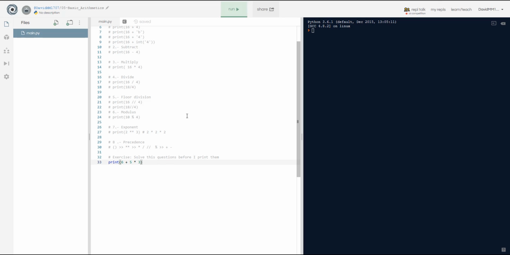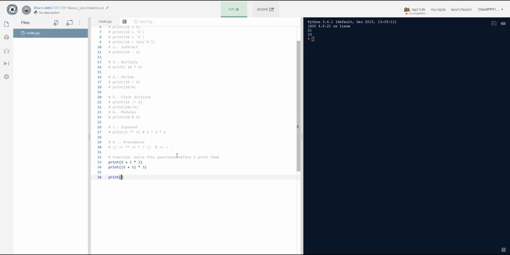What is going to happen here? Of course, multiply has precedence over addition. If we want to first add 6 plus 5, then multiply, we have to do it like this: 6 plus 5 multiply 3, and we want this to take precedence over multiplication. So we add parentheses, and it's going to print 33.